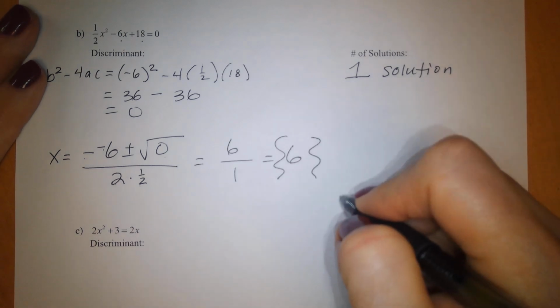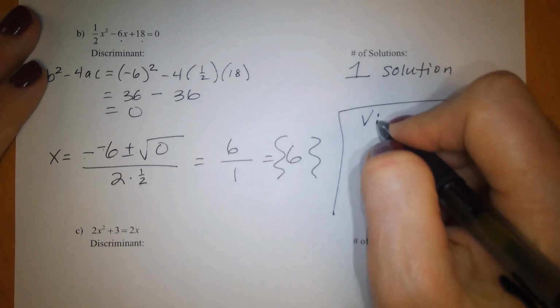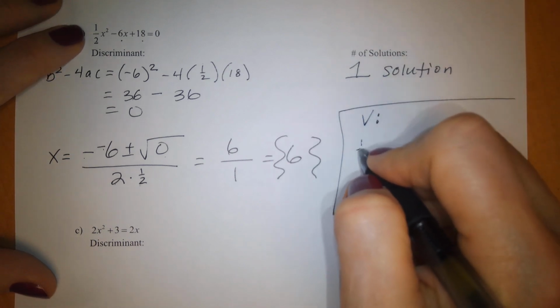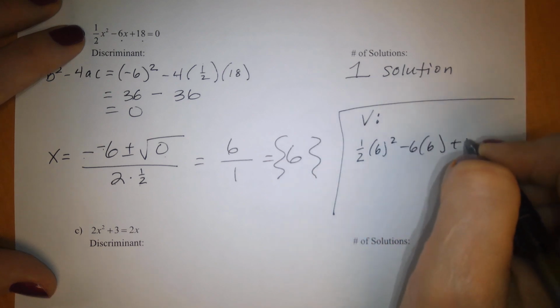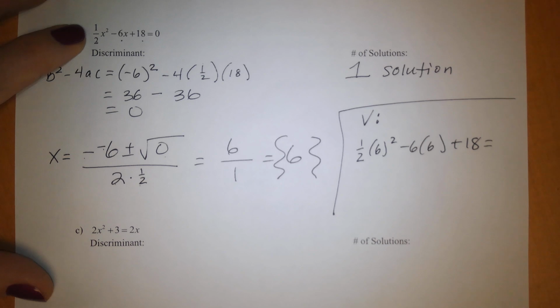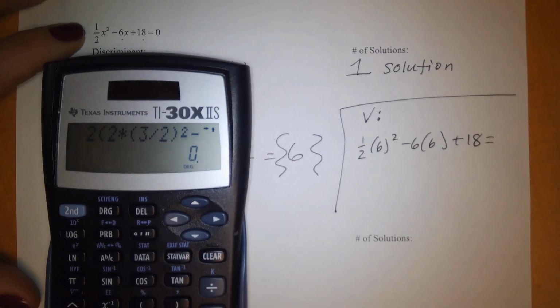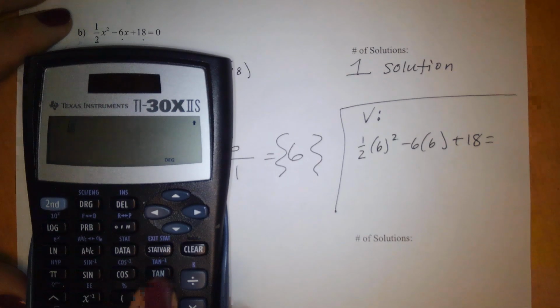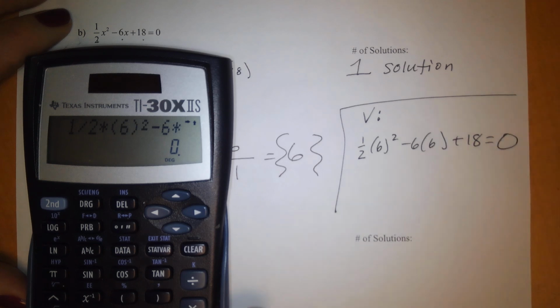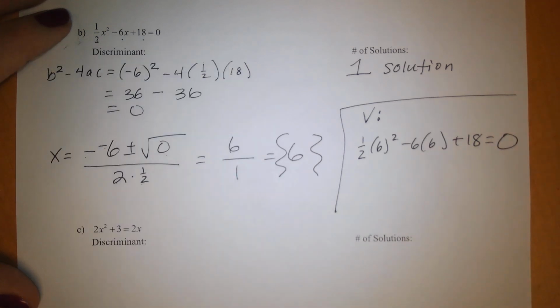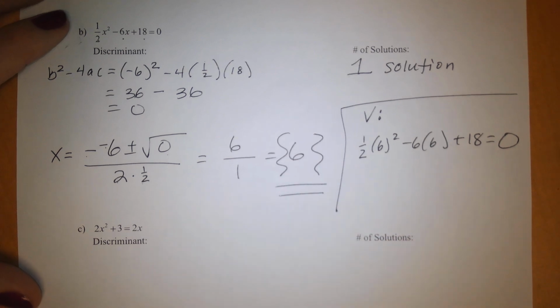Of course you can check these. I plug 6 in, so what's 1/2 times 6 squared minus 6 times 6 plus 18? In fact, you do get 0. So this is my answer.